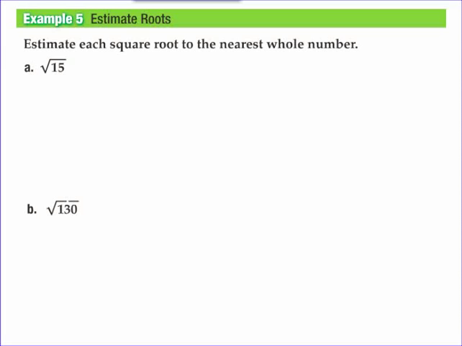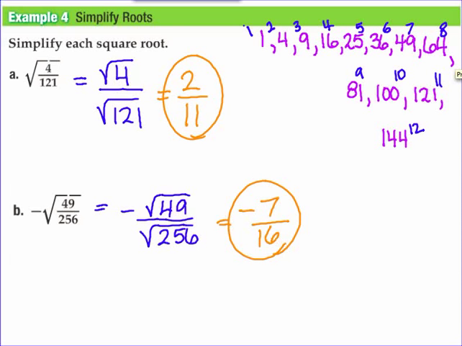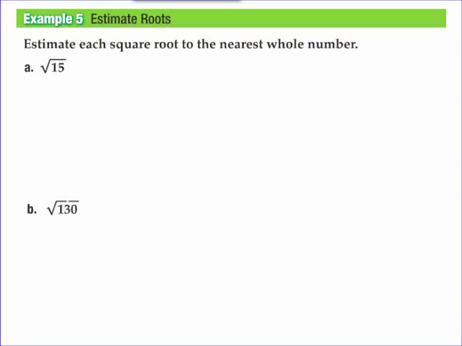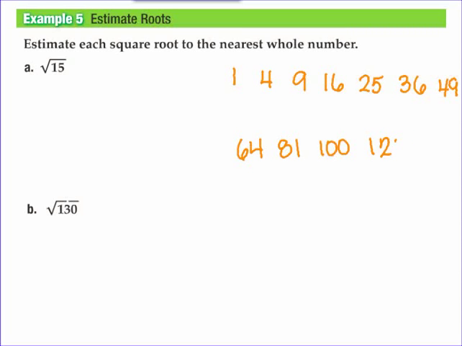Estimate each square root to the nearest whole number. Now this is where, if you had it listed like this, your life is going to be a whole lot easier. Okay, because look at what it says, square root of 15. So if you remember, we had 1, 4, 9, 16, 25, 36, 49, 64, 81, 100, 121, and 144. Okay, and that was 1 through 12.